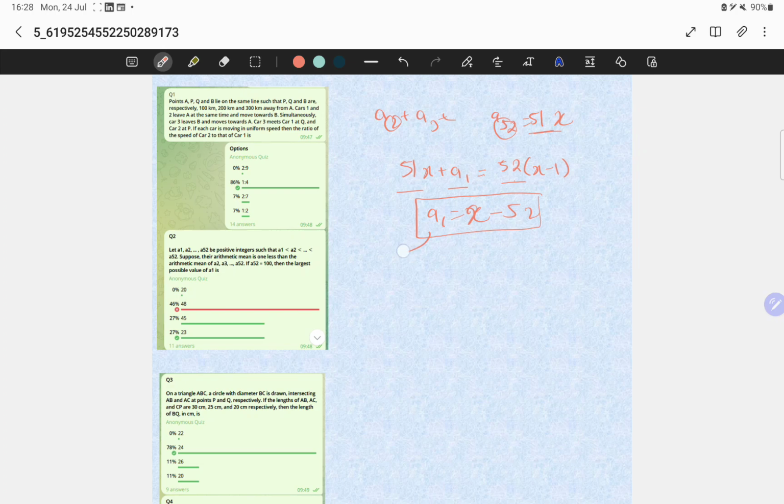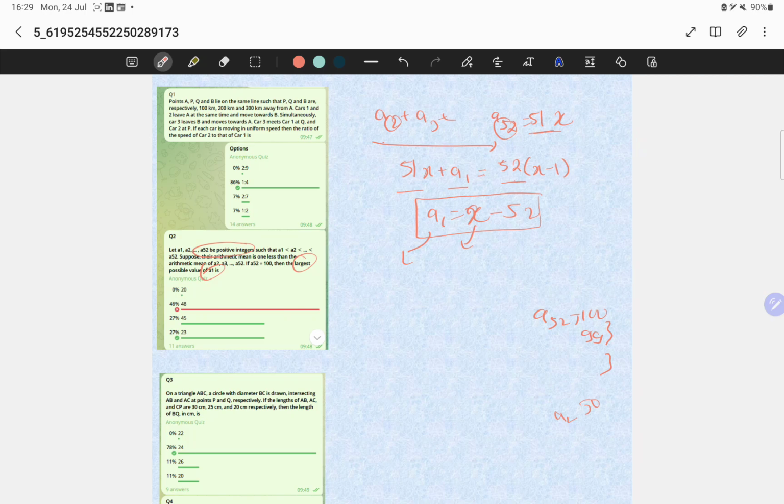Now we have to maximize the value of A1. The question is asking for the largest possible value of A1, so we have to maximize the value of x. We know that A52 is 100, and all the numbers are positive integers. So we'll take an AP with common difference 1, so that we get integers as well as the maximum possible value. The AP will go from 100 down to 50, so A2 will be 50.